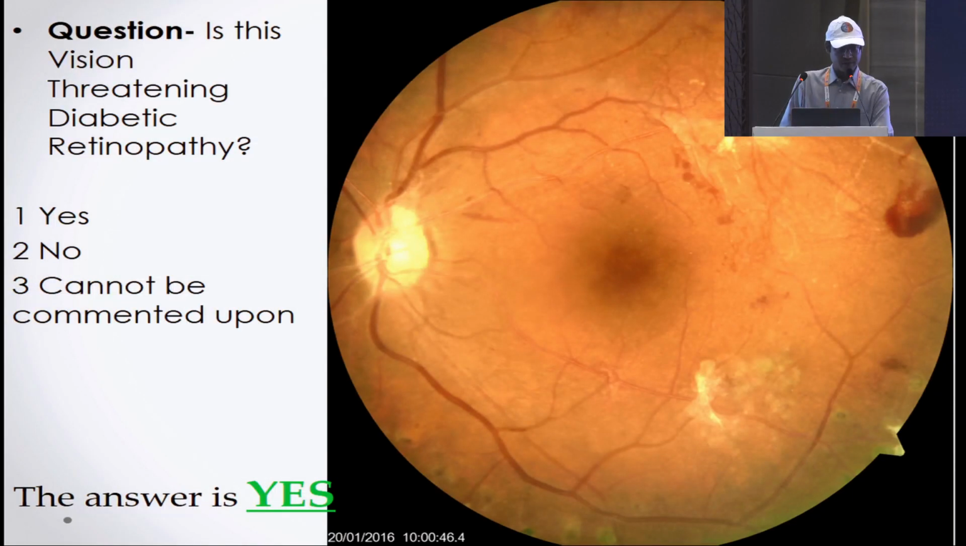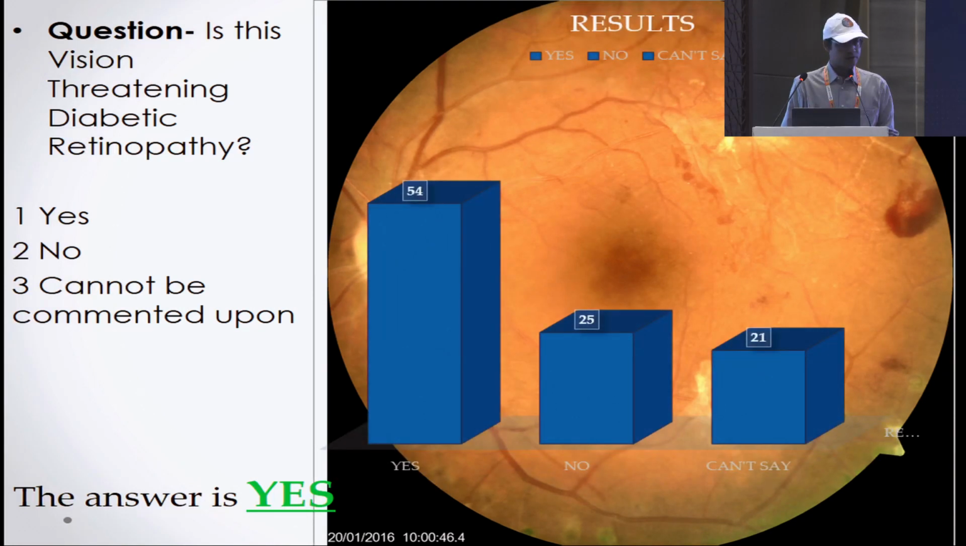So this was the sample slide. We just showed the slide for 30 seconds and asked the audience, is this vision-threatening diabetic retinopathy? Everyone was given 3 responses, yes, no, or cannot be commented upon, and then the voting was conducted. This was an example of a recorded response, where around 54% people said yes, this is VTDR, and there were 25% with no and 21% who said that this cannot be commented upon.